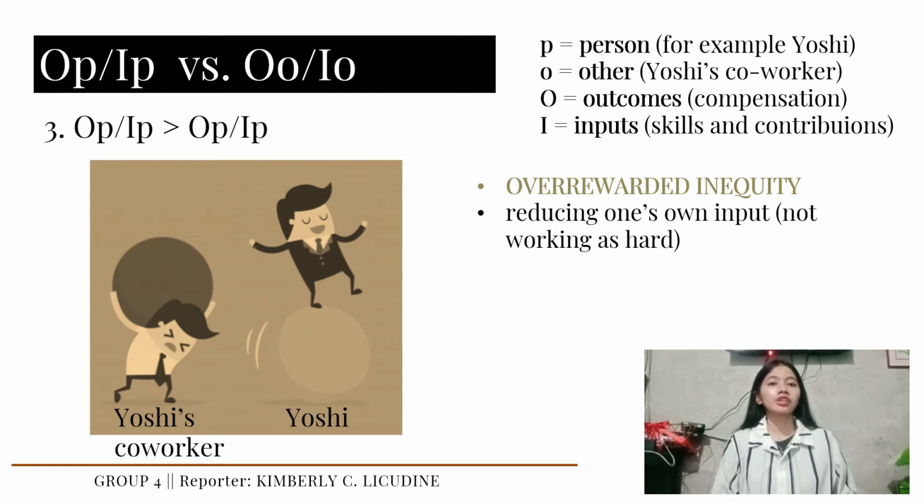And lastly, there is over-rewarded inequity if Yoshi's ratio is greater than the ratio of his coworker. This inequity could result in restoration of equity again through reducing one's own input by not working as hard as before. But it is said that it is less likely to occur because Yoshi can reevaluate his outcomes less favorably.